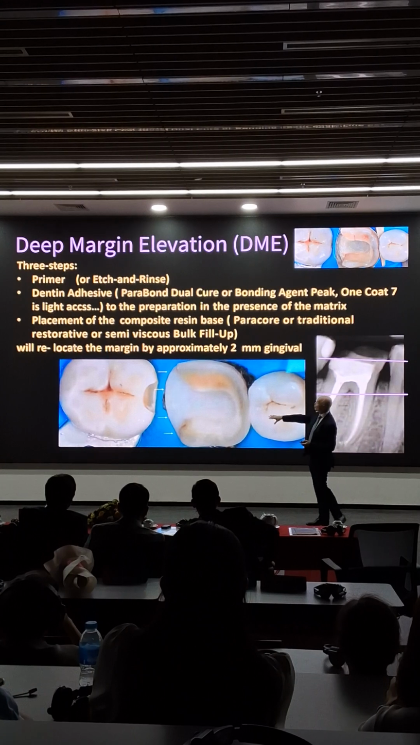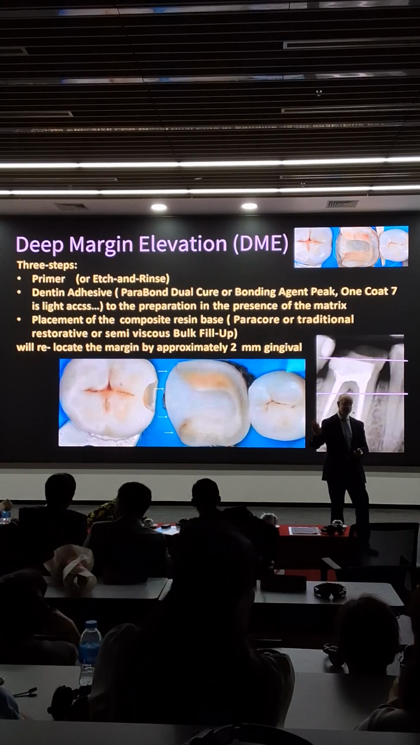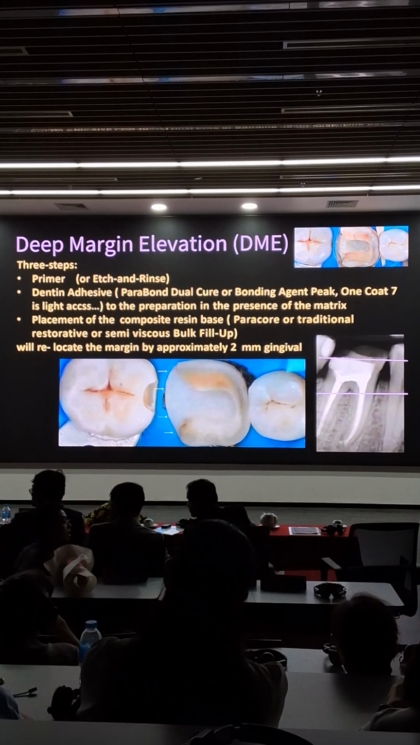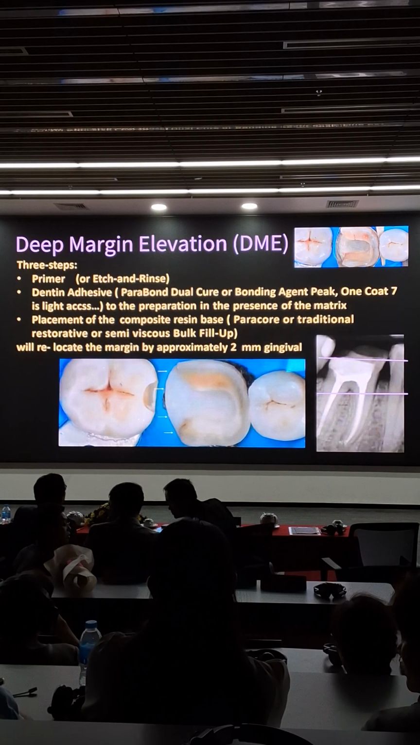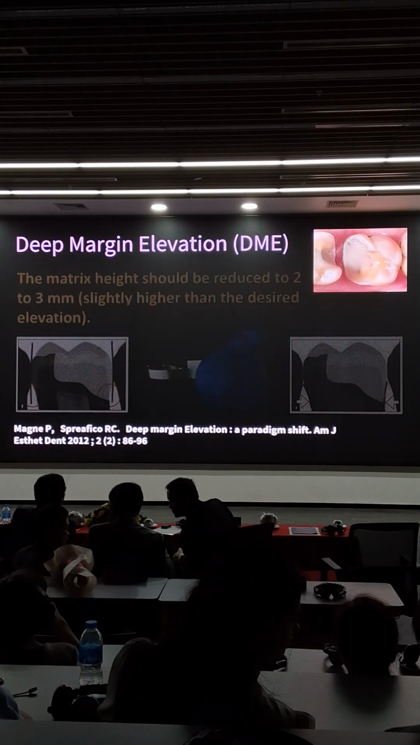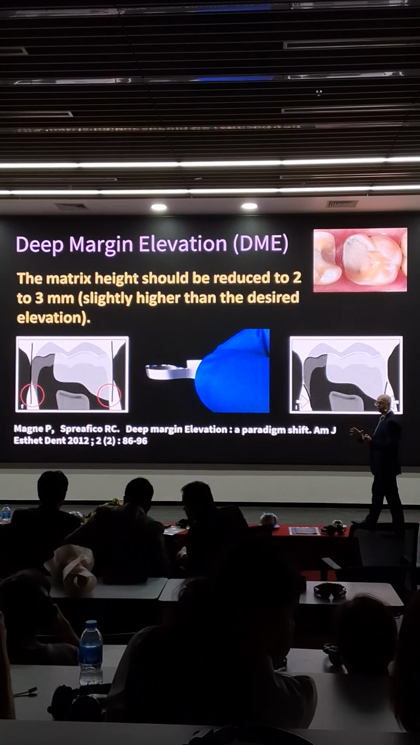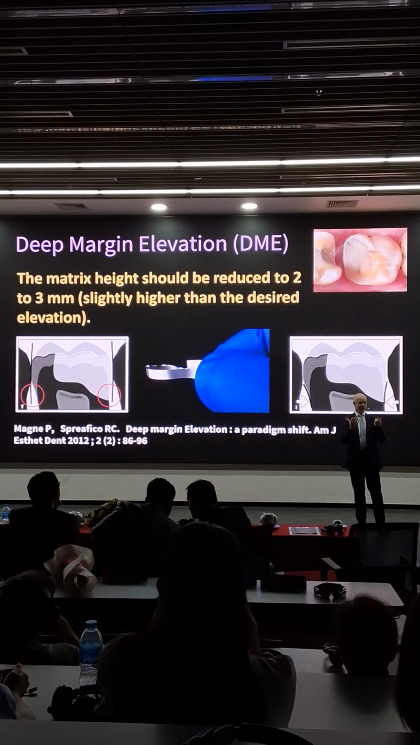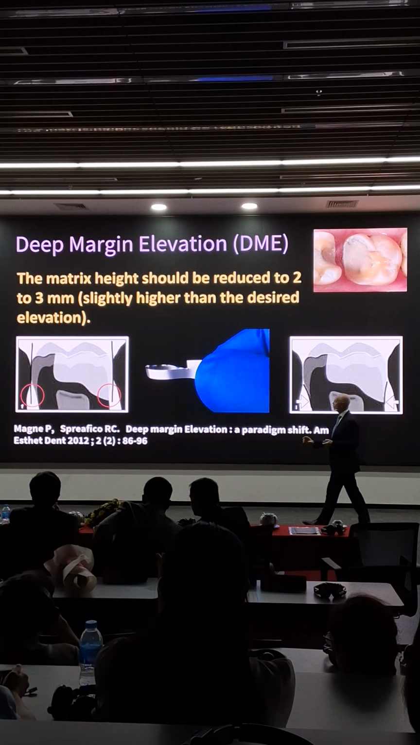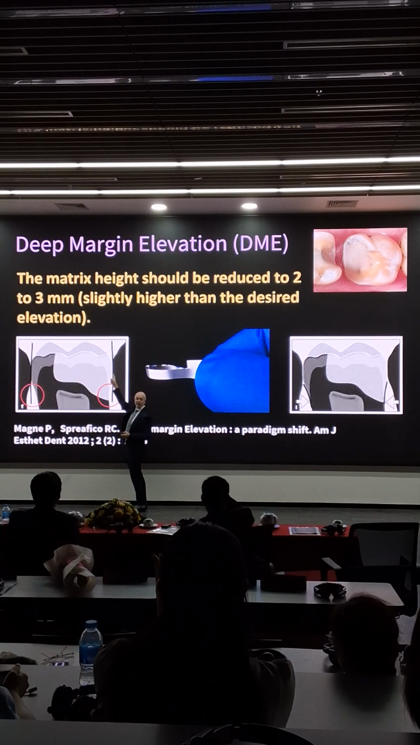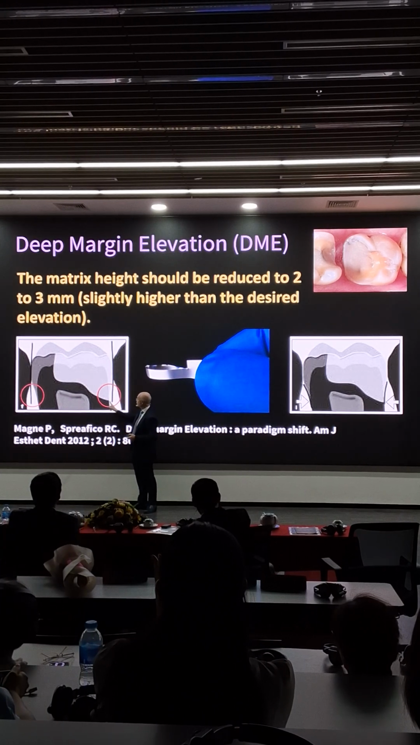When you access your margin, you will prime or you will etch. After that you put your bonding, and after you put your restorative material, which can be a flowable composite or a material like Paracore. Something very important: if you try to do your deep margin elevation and you use a normal matrix, you will never be successful. If you use a big matrix like the matrix you use to restore the contact point, you will always get some gap in the cervical area.